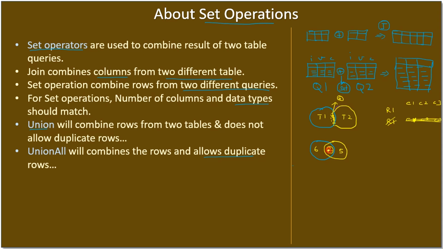That means C1, C2, C3, all columns are matching in both the tables. Like that, there are 2 rows for table 1, 2 rows for table 2. So in that case, what happens? 6 will be taken, 5 will be taken, 2 from table 1 is taken, and 2 from table 2 is taken. That means here, if you see, duplicates are allowed. So if it is union, this will be skipped, but here it's union all, right? Both will be taken. So that's the union all set operation.